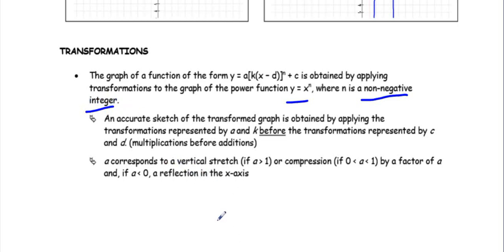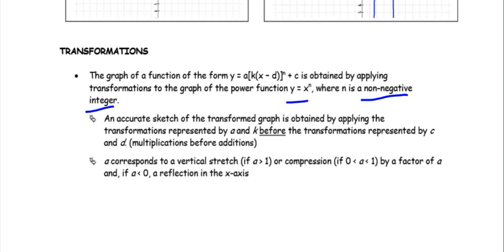Okay, an accurate sketch is obtained by applying A and K before C and D. Yes, the A and the K refer to the stretches and the reflections, and the C and the D are the translations, and we always do the multiplications, so the stretches and the reflections, before we do the additions. We must do it that way. And the easiest way to apply your transformations, I believe, is to go from left to right. So start with any reflections, stretches, and then the last two are always the translations.